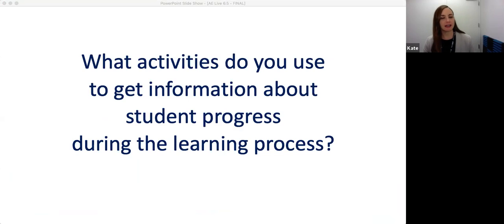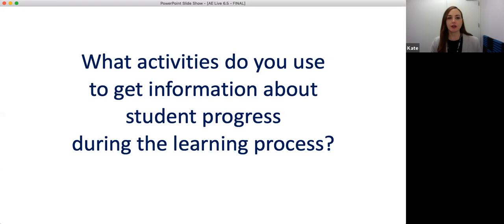Great. What do you think, everybody? What activities do you use to get information about student progress during the learning process? And feel free to share maybe some of the ideas that Tabitha shared or things that you're doing. You can share those, or you can share other examples too. So she was sharing about asking comprehension questions, grammar or vocabulary exercises, student presentations, group and pair work, things like that. So what activities do you use to get information about student progress during the learning process?